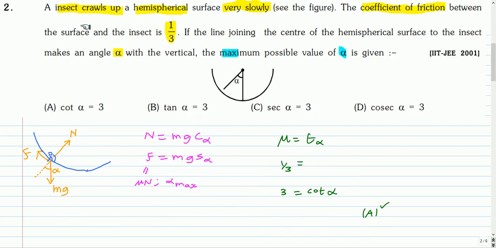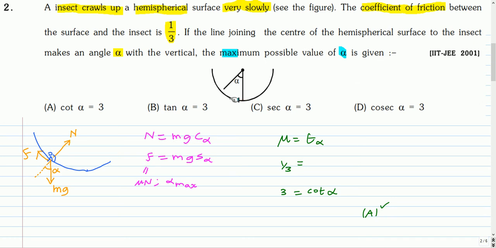This is the next question. An insect crawls up a hemispherical surface very slowly. The coefficient of friction between the surface and the insect is 1/3. If the line joining the center of the hemispherical surface to the insect makes an angle alpha with the vertical, the maximum possible value of alpha is.